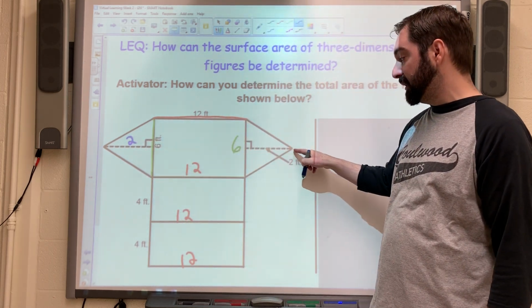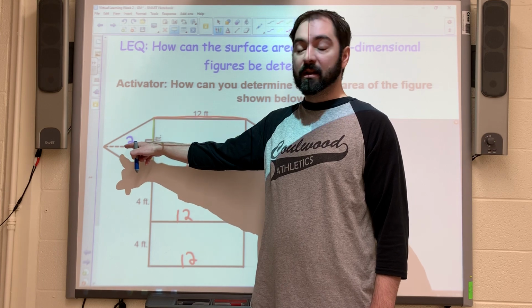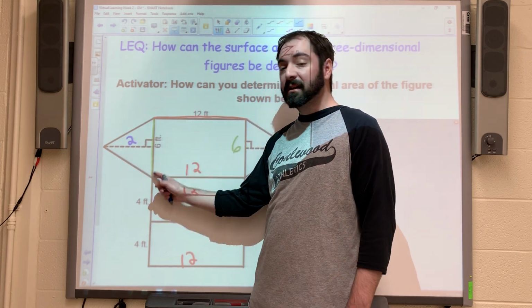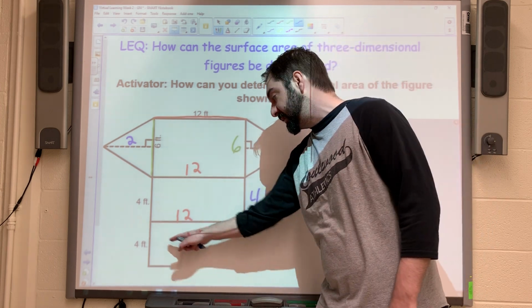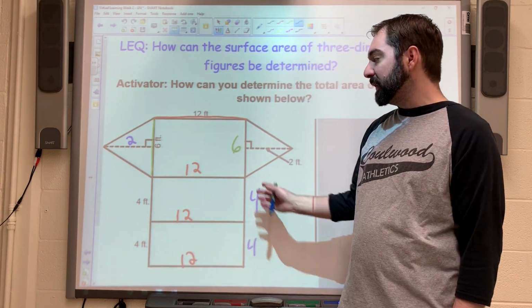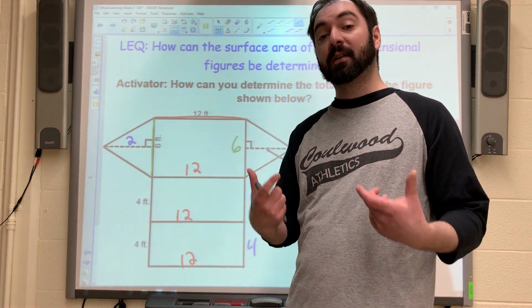This dotted line tells me the height of the triangle is 2. So again, I listed the height of my other triangle. I see the side lengths of some rectangles is 4. Well, again, I'm going to label all the sides that I need, 4. Once I've labeled everything, now I can actually take these apart and find the area of each piece.